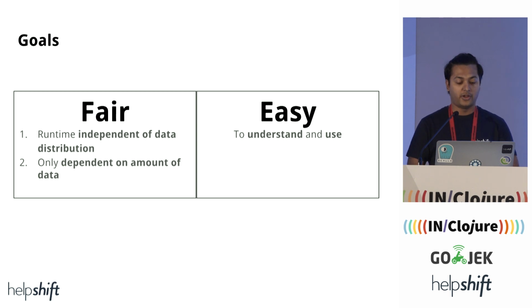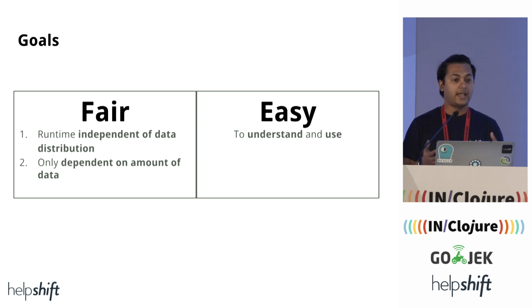So the goals that we wanted to achieve with our framework was that the jobs that run on this framework should be fair. And what I mean by fair is that it should be fair to the person who's running the job, meaning that if there is an X amount of data in total on HelpShift, the running time of the job should only depend on the amount of data that the job needs to handle. And it should not depend on how the data is distributed. So if 90% of the data is with a few customers and the rest of the data is there for the 90% of the customers, that should not cause the job to run really long. It should only depend on the amount of data in total and not how it is distributed across customers.